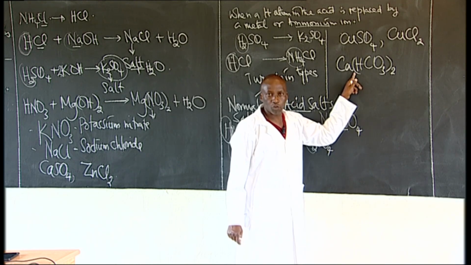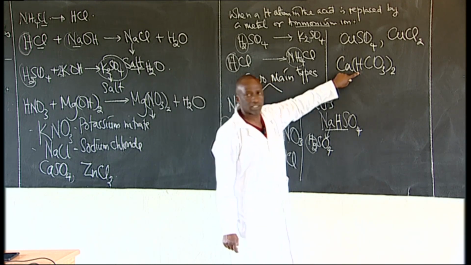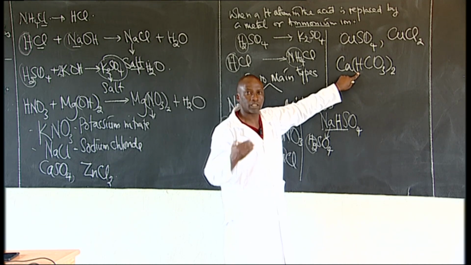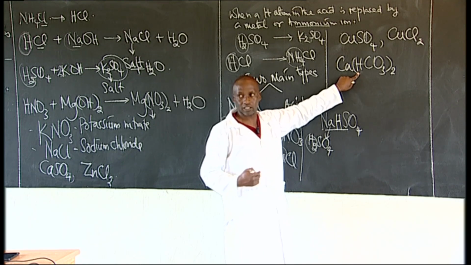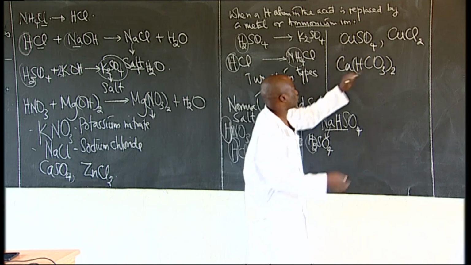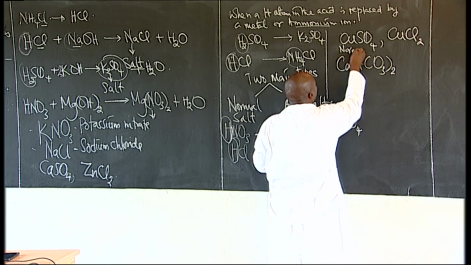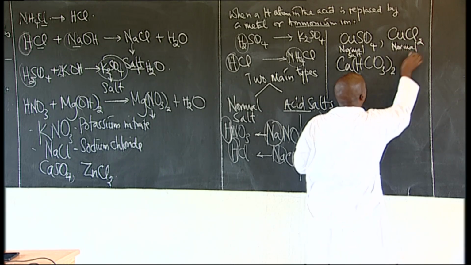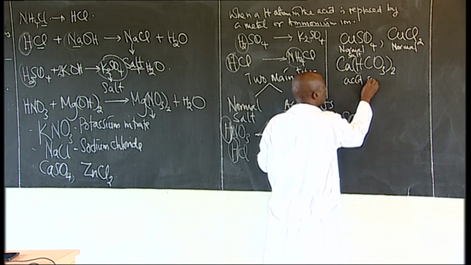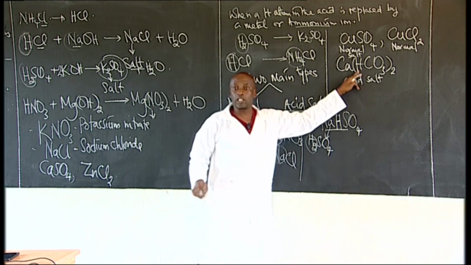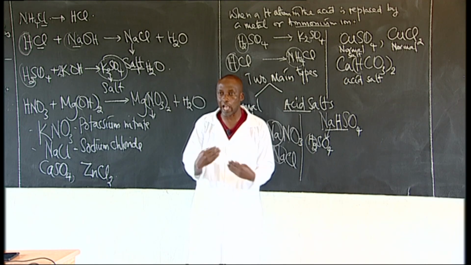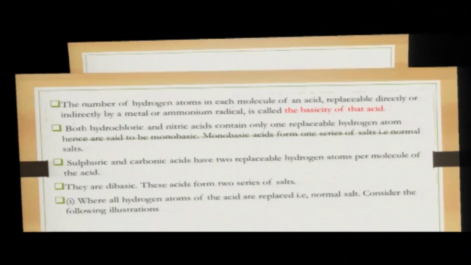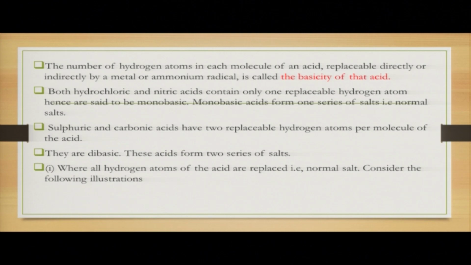This is how we distinguish. The moment we identify that there is a hydrogen atom, it means that there was partial replacement of hydrogens from the acid. These are normal salts. So this is normal salt, this is normal salt, and this is acid salt, because it contains some hydrogen atoms that remained in the salt during the formation. So it is very, very important.